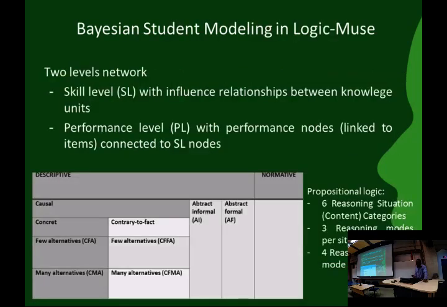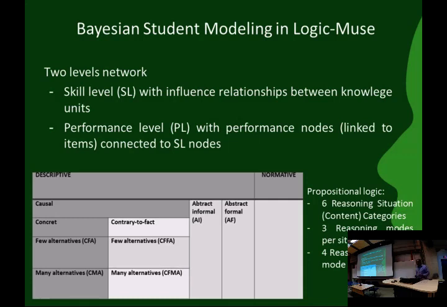So for our Bayesian network in Logic Muse, we use these classes of skills as the basic structures, to put inside every skill related to reasoning. So we have six reasoning situations, each of which has three reasoning modes per situation and four reasoning types. The reasoning type here is related to the conditional logic operators, meaning the AND, the OR, the implication, and the compatibility operators. Janice was the expert on that part.